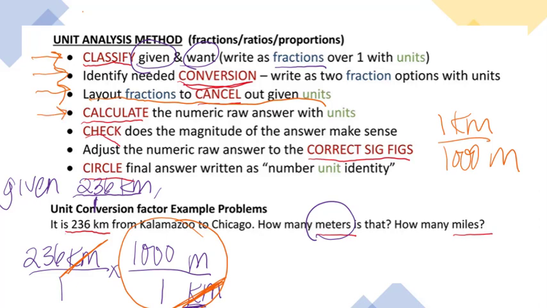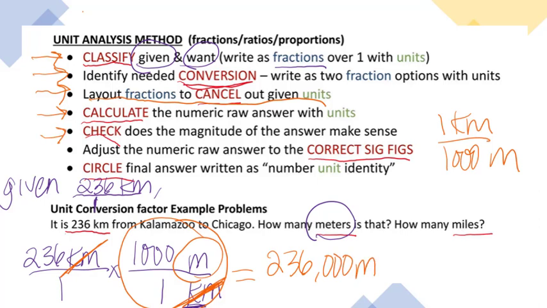So now we need to calculate. We need to multiply across and divide going down. Notice our only unit left here is going to be meters. So 236 times 1,000 divided by 1 will be 236,000 meters.